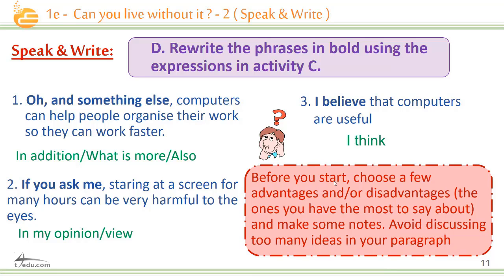So let's see what we have here. Before you start, choose a few advantages or disadvantages, the one you have the most to say about, and make some notes. Avoid discussing too many ideas in your paragraph. Don't make the paragraph too long, and don't have a lot of ideas, maybe 3 ideas. If you have 3 ideas, list 3 ideas and give clear examples would be more than enough. At the end of the paragraph, you state your opinion. You give your final opinion.